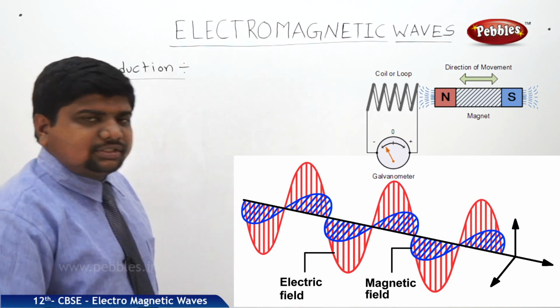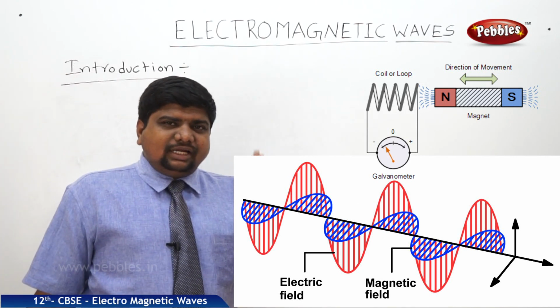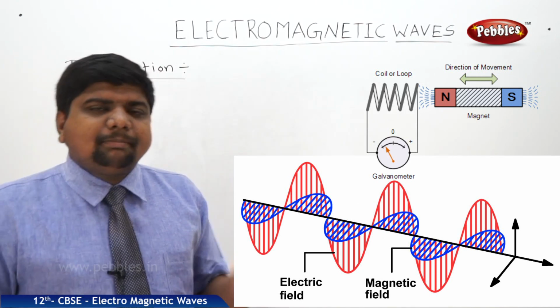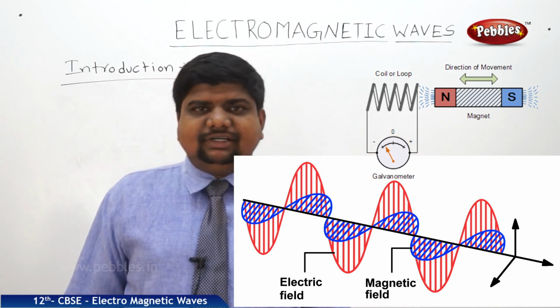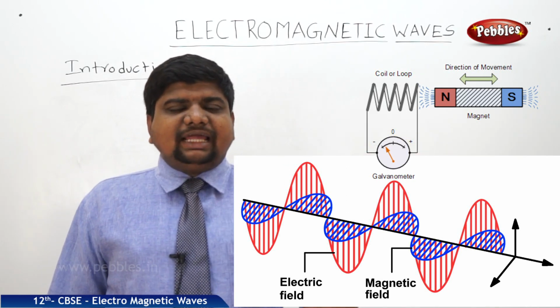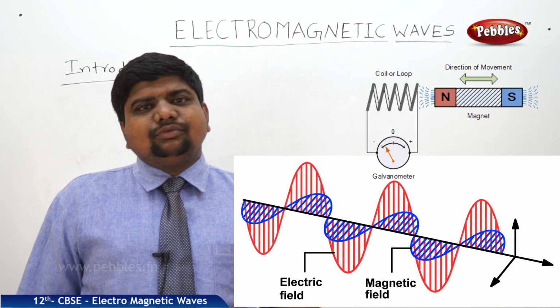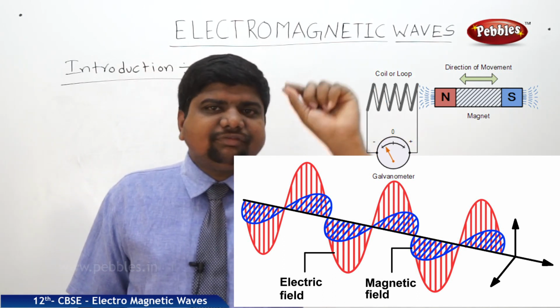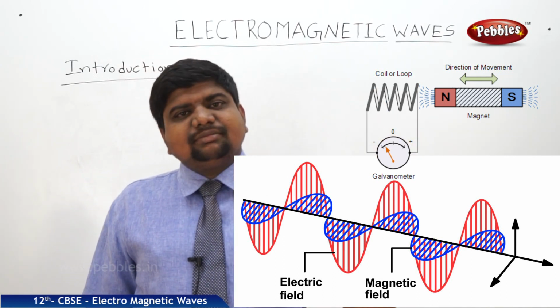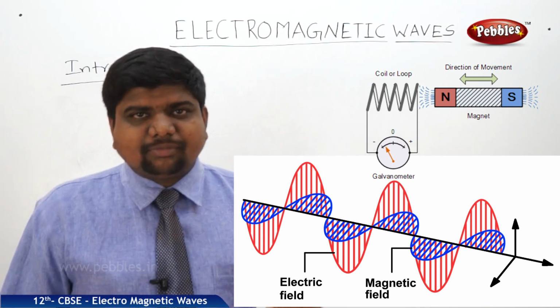There are two things. Electric field converting to magnetic field converting to electric field. A time varying magnetic field can create an electric field. This is nothing but Faraday's law of electromagnetic induction.